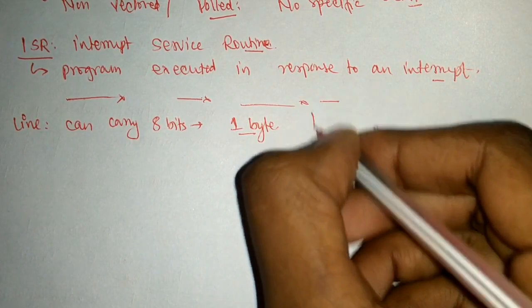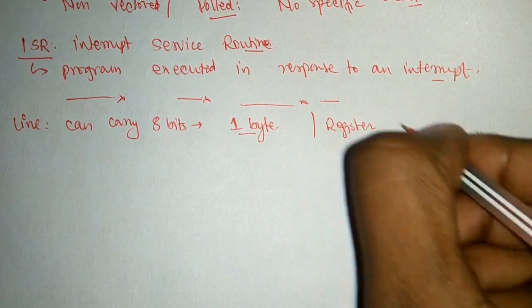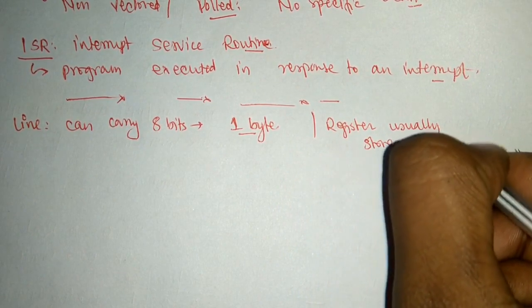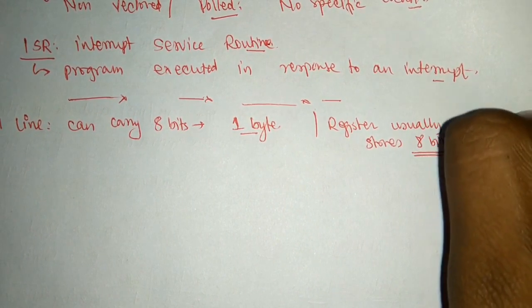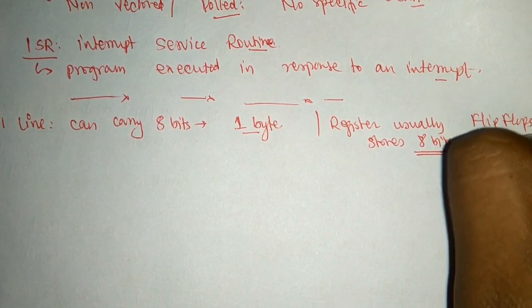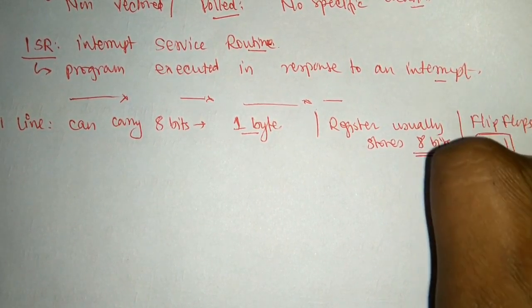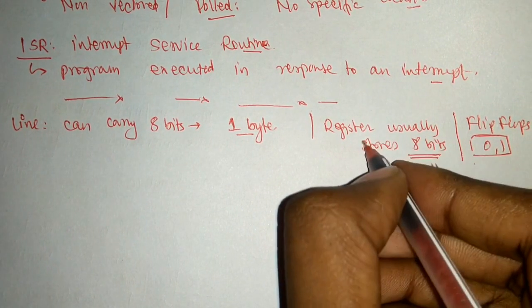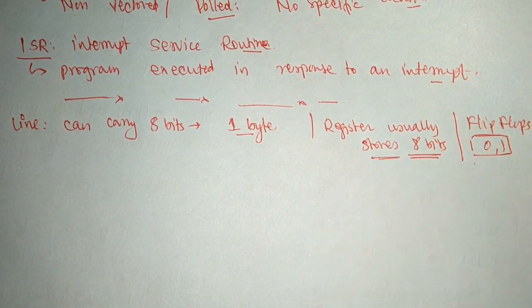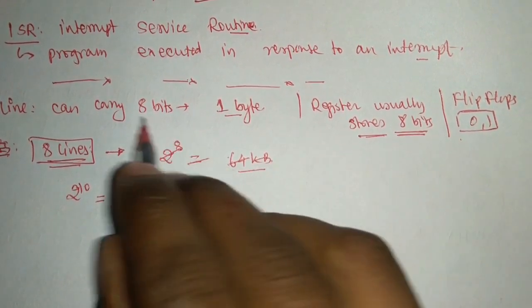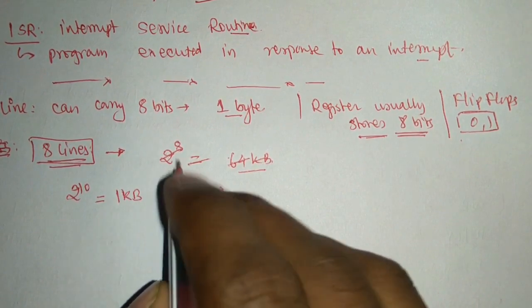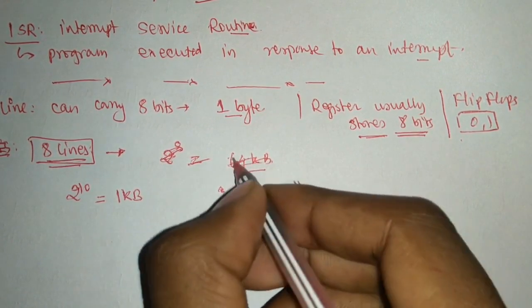Also, I have told you that one register usually stores 8 bits. To store bits we use flip-flops. Flip-flops can have either 0 or 1 as their state, and that state is our stored value. Depending upon our flip-flop values, we have registers, which are used to store the data or the instruction. I told you that one line is equivalent to 1 byte or 8 bits, so the number of lines is related to the memory that our system can have.